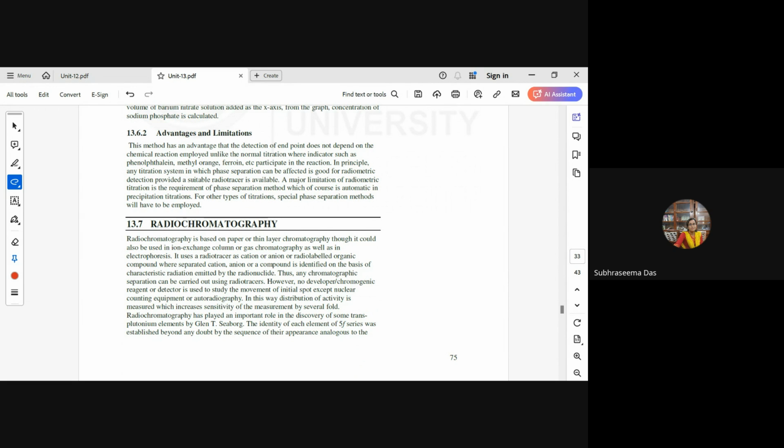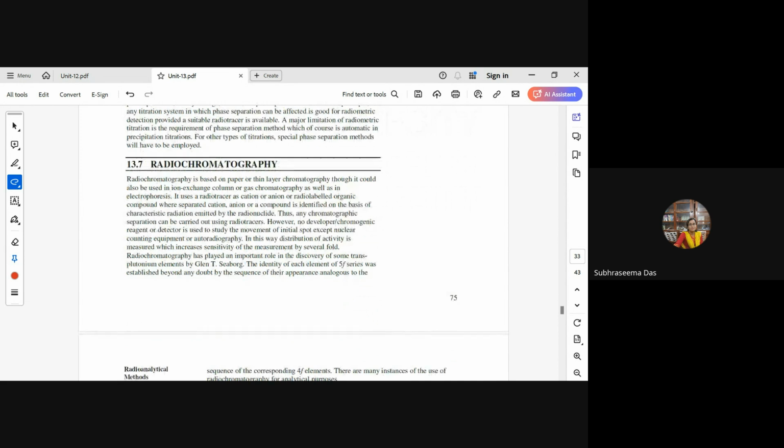However, no chromogenic reagent or detector is used to study the initial spot except the nuclear counting equipment or the radiographic element. So here the distribution of activity measurement is very sensitive, and sometimes it is difficult to study the activity simply by looking at the spot movement. Radiochromatography plays an important role in the discovery of some transplutonium elements.